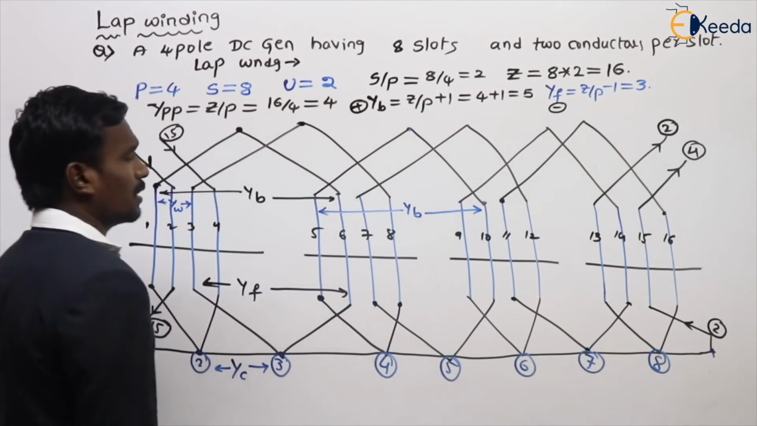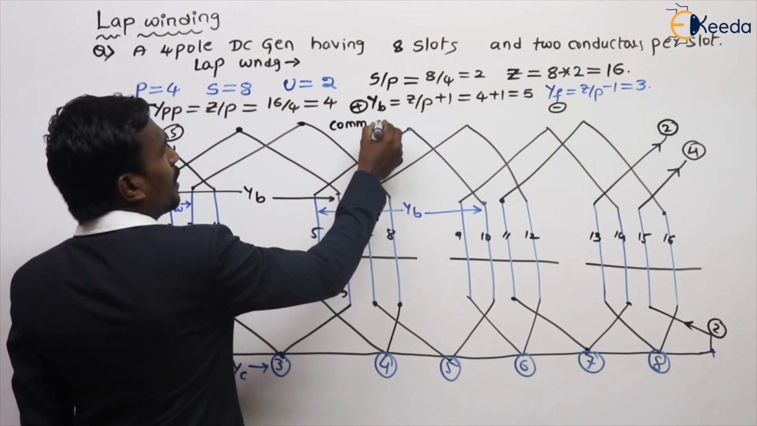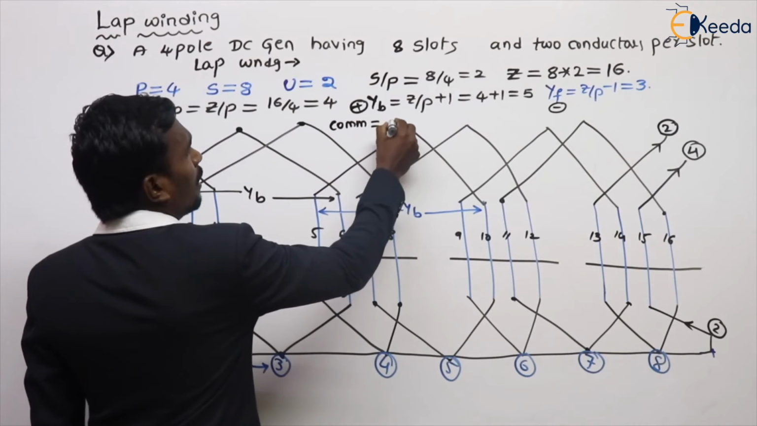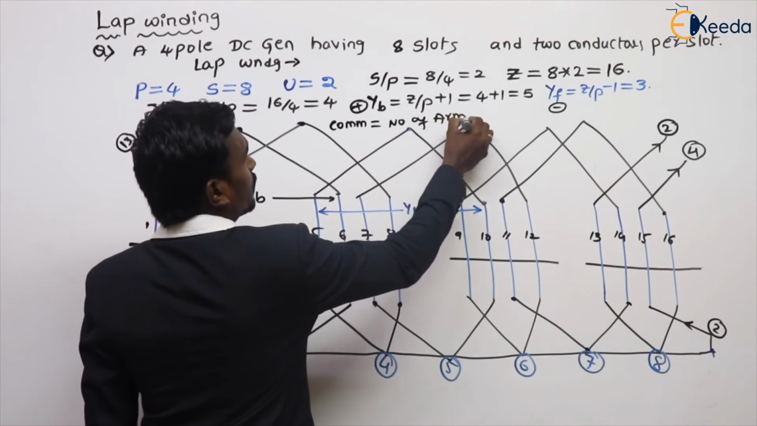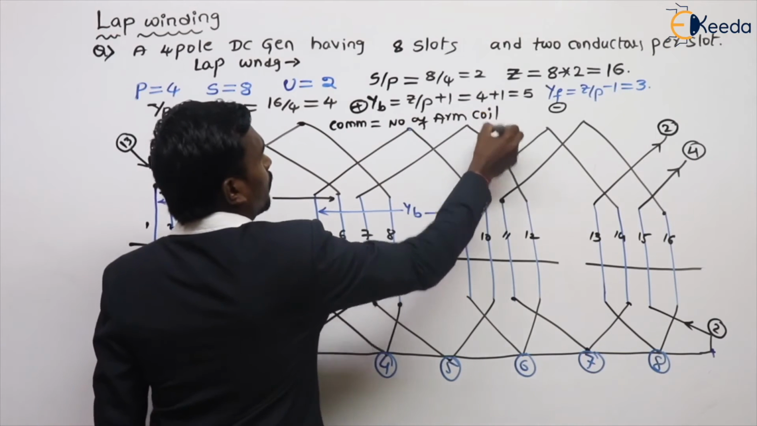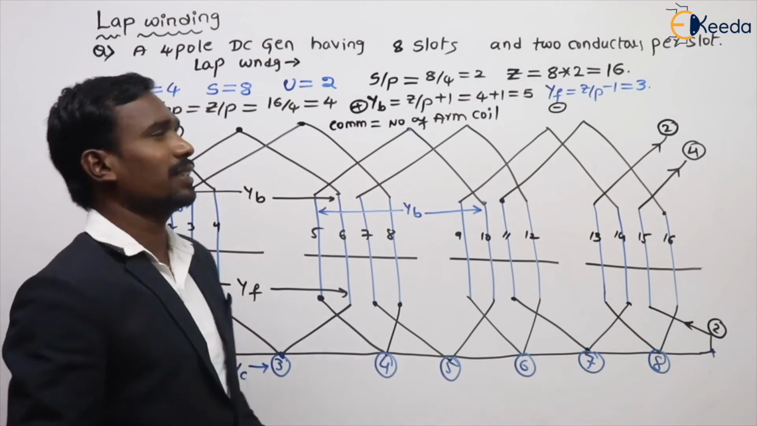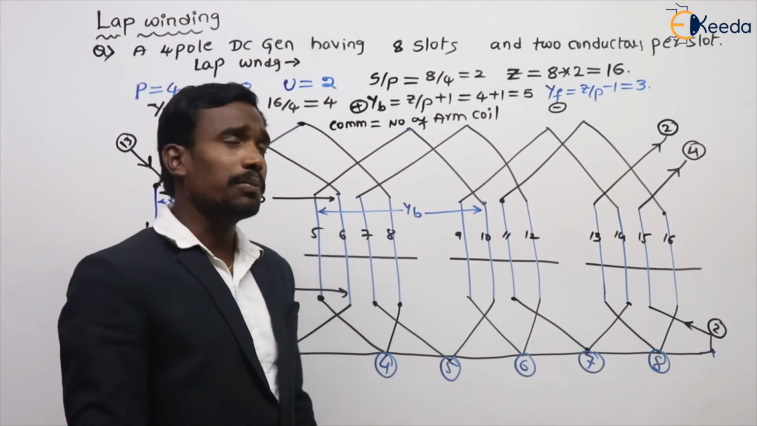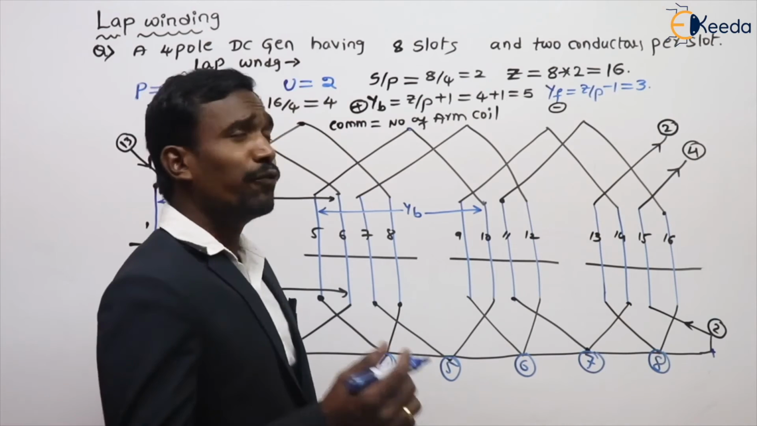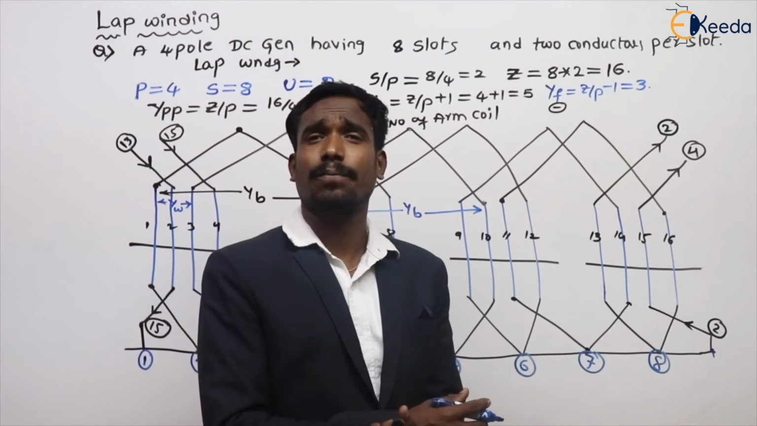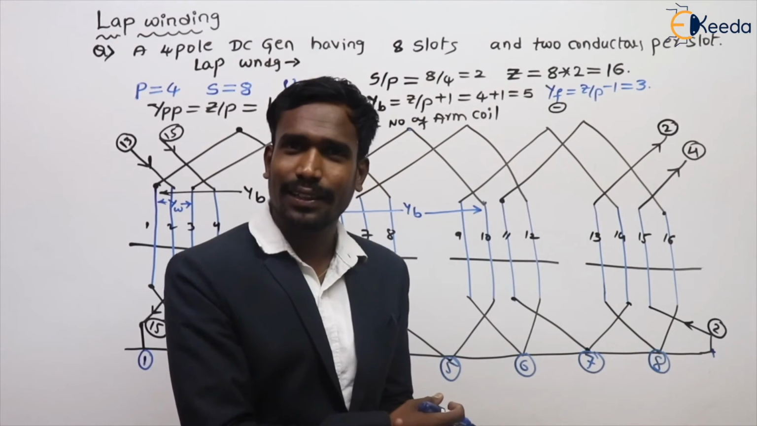This is my question. The number of commutator segments is equal to the number of armature coils. This is important. You should remember this. Here 8 armature coils are there, so 8 commutator segments are there. How many brushes are there? How many parallel paths are there?